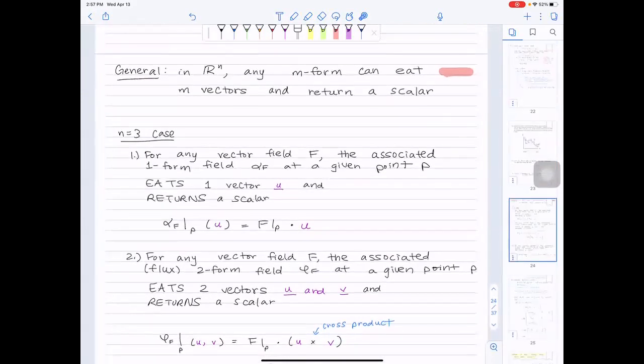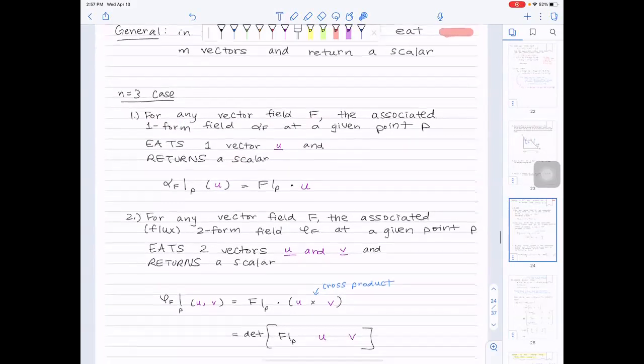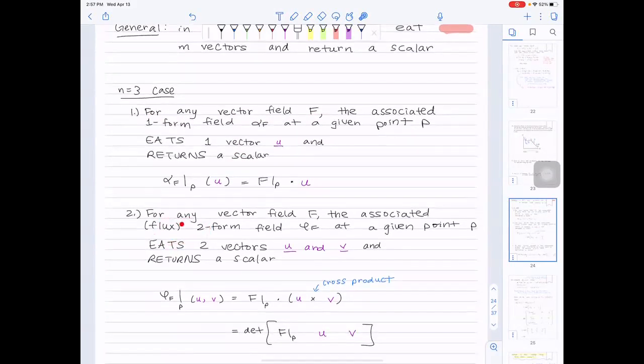So as I just mentioned, oh wait, actually, no, this is a different thing. So this is talking about, for any vector field, the associated one form field. It says one form can eat one vector u and returns a scalar. For any two form field, flux 2 form field, you can eat 2 vectors, and it would give you a scalar.